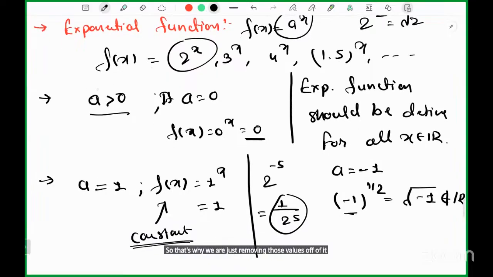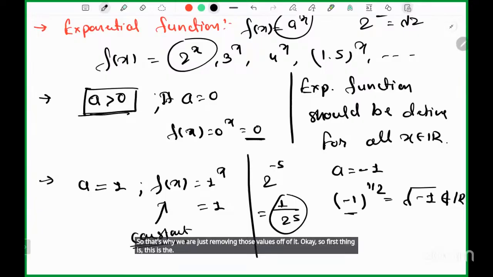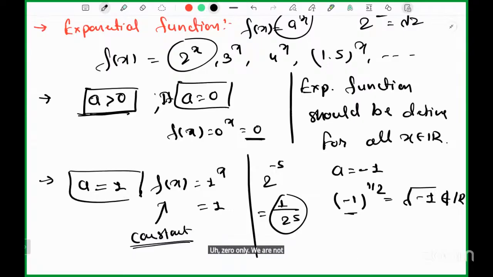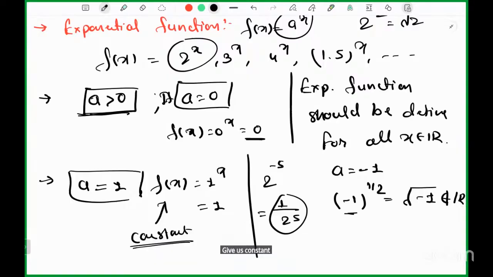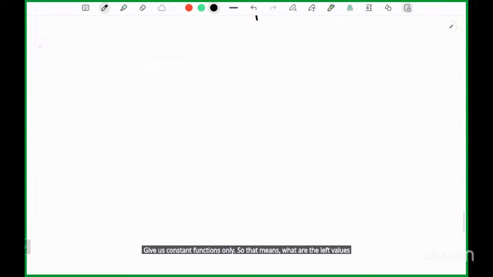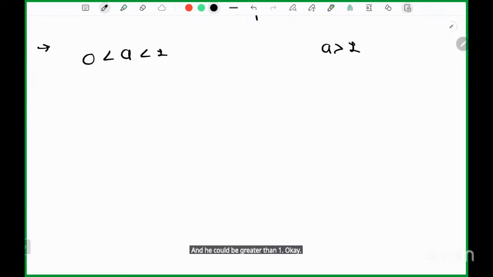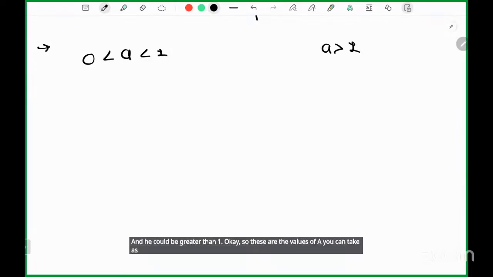So this is the restriction we want to consider whenever we talk about the exponential function a to the power x. We are not considering a equal to 0 because it gives us the constant function 0 only. We are not taking a equal to 1 because again it gives us a constant function only. So the remaining values of a are: a could be between 0 and 1, and a could be greater than 1. These are the values of a you can take as the exponent of your exponential function.